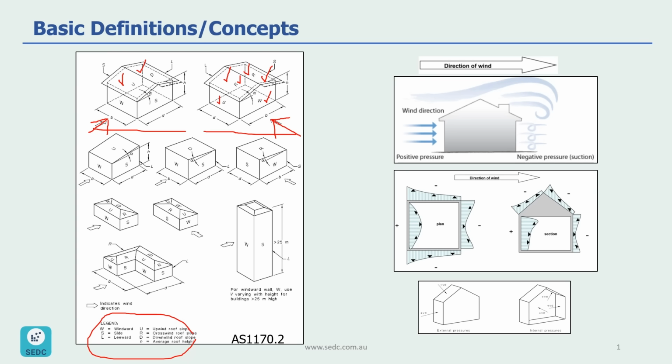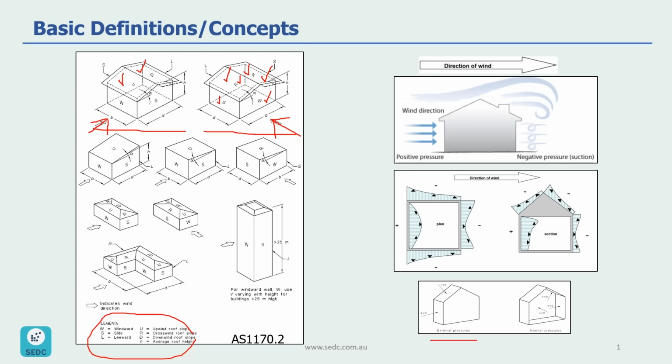So we want to understand, when do we call a wind pressure a positive pressure? The fundamental is that when the wind is toward the surface or is pushing the surface, it is considered positive, and when it's away from the surface, it is called negative pressure.